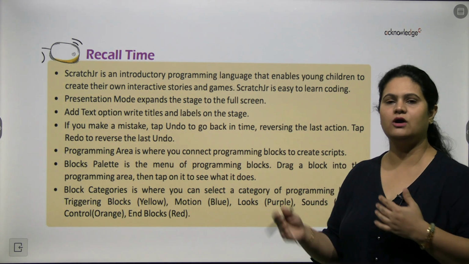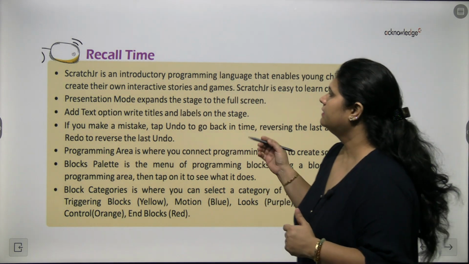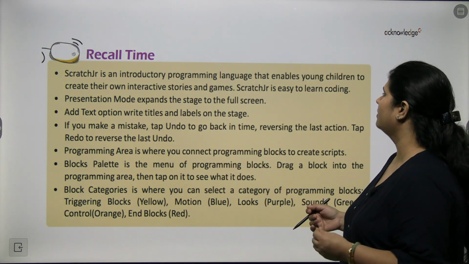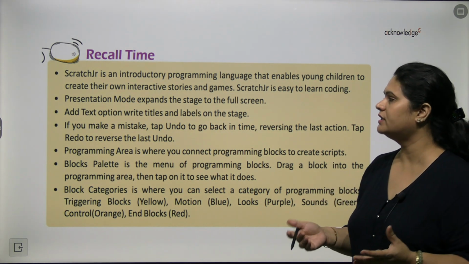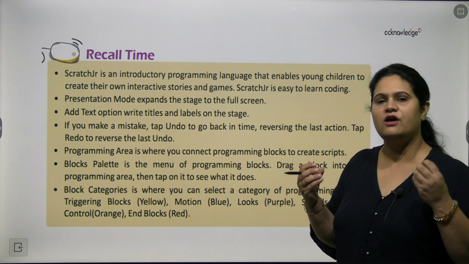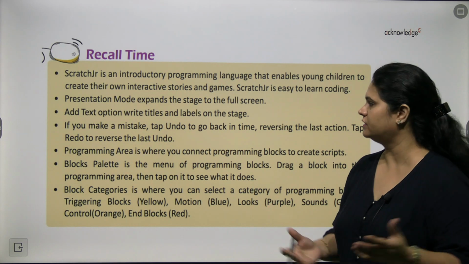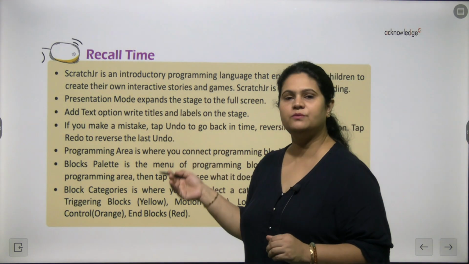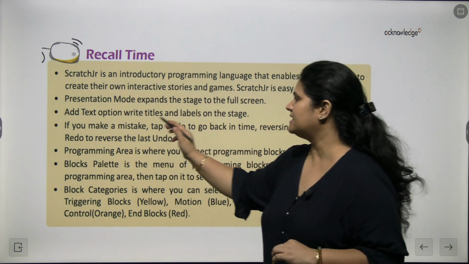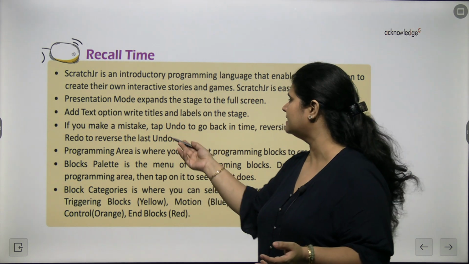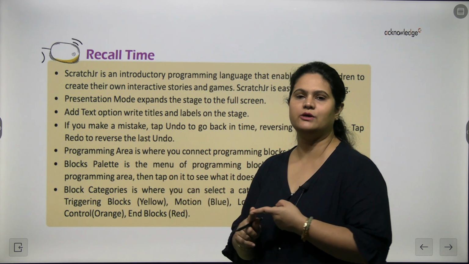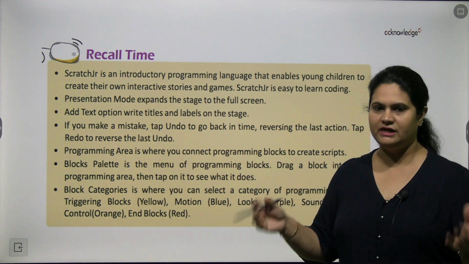Now let's recall our session. Scratch Junior is an introductory programming language that enables young children to create their own interactive stories and games, and it is a very simple coding language. Next, what does the presentation mode do? It expands the stage to the full screen. The add text option, you can use it to write titles and labels on the page. Now, if you make a mistake, you can use the undo and redo button.